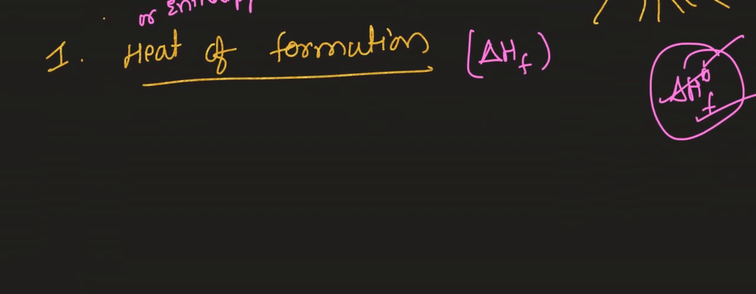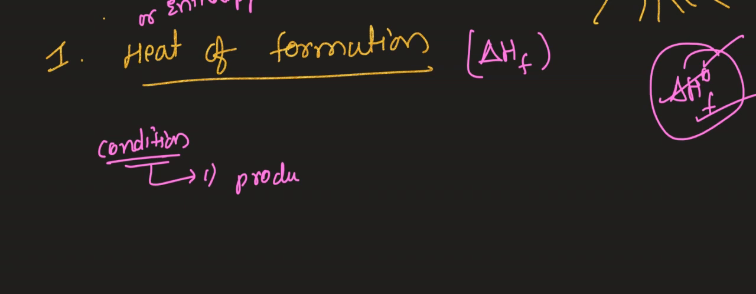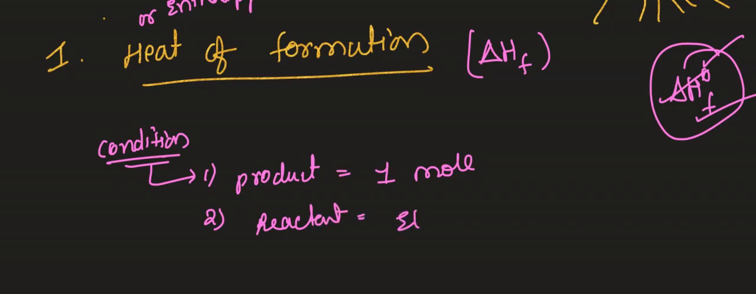Clear till here? So when should you say that the chemical reaction is eligible for standard enthalpy of formation? Let us try to understand the conditions, how to identify whether the chemical reaction is eligible for heat of formation. The first condition is what? Whatever product you see in the chemical reaction, the product must be how many moles? The product must be 1 mole. And second, the reactant must be in elemental form.